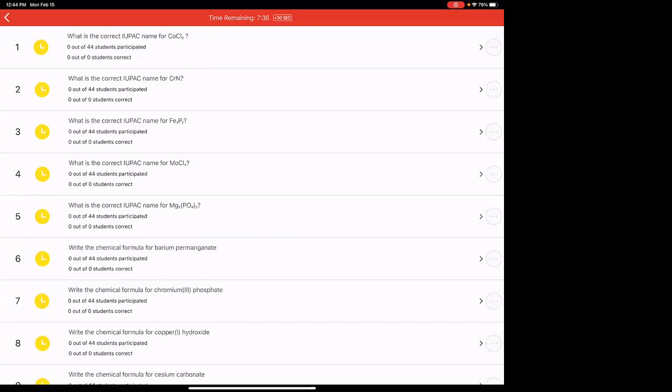CoCl2 for the first one, it would be cobalt. How do you tell what parentheses to use, or which number to use in the parentheses? For cobalt chloride, you'll put cobalt, parentheses, chloride. So then what goes in there? How do you deduce that?